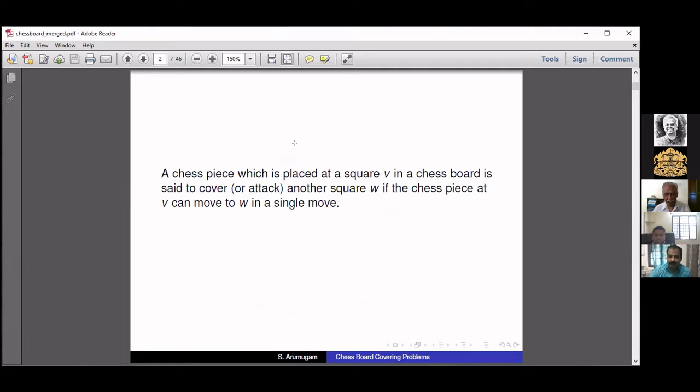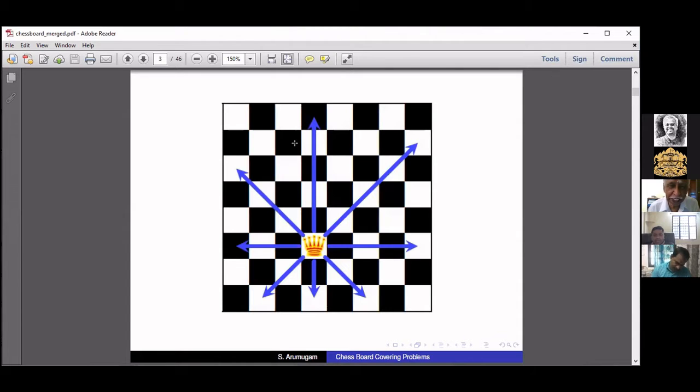So the queen's graph, let me first concentrate on. I have the chessboard cells as vertices, and two vertices are adjacent if the queen at VI can move to VJ in a single move. Okay. With this, I'll ask: what is the minimum number of queens needed to cover all the cells of the chessboard? What is the minimum number of queens to be placed on the chessboard such that every cell is occupied by a queen or attacked by a queen? That's all. Every cell is occupied by a queen or attacked by a queen. What's the minimum number of queens to be placed? That's the question. Of course, if you put one queen in each row, it trivially satisfies the problem, but that may not be the minimum.